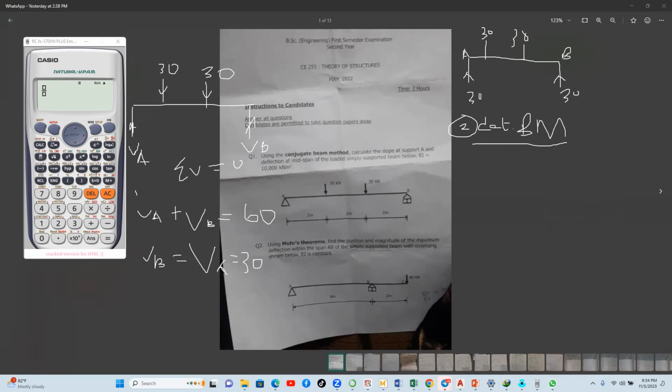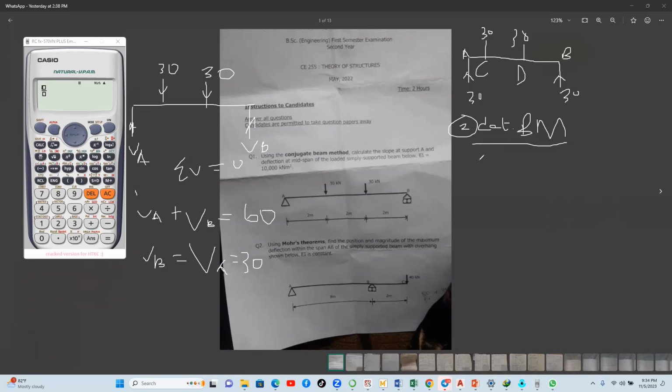So at A, B, let me label here C. Label here D. So A, B, C, D. Okay, fine.